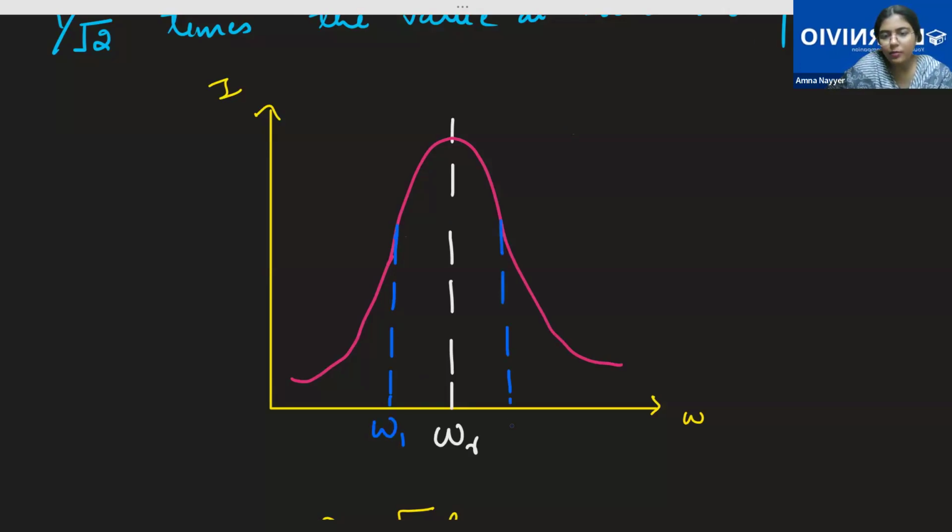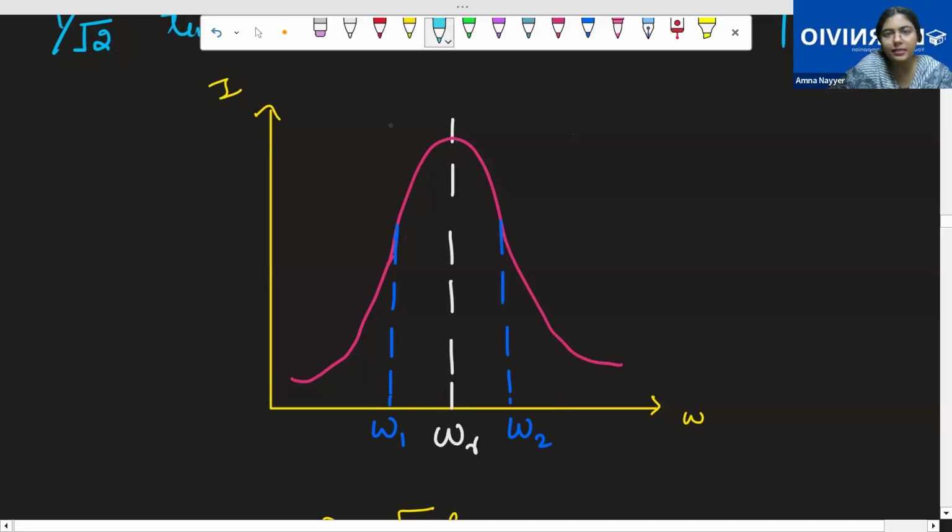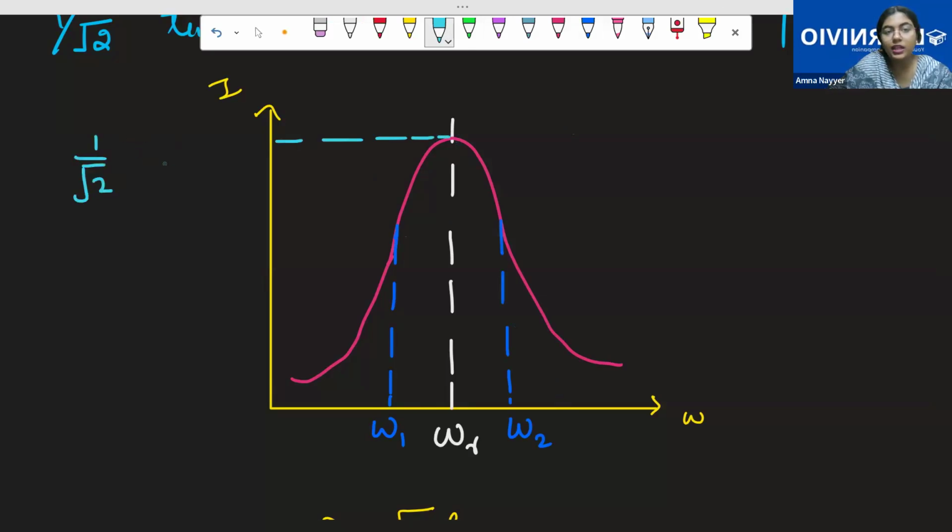This will be, let's say, omega 1. This is omega 2, two values. And this maximum that you can see from here is 1 by root 2 times the value of the current at resonance. The maximum value of current is 1 by root 2 times the value of current at resonance.